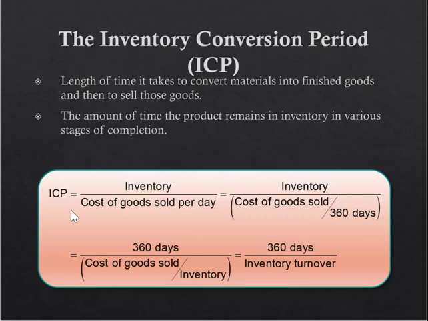So your inventory conversion period: you take the amount of inventory on a balance sheet divided by cost of goods sold per day. In finance we generally use a 360-day convention, so that's cost of goods sold divided by 360 days, on an annual income statement. Or 360 days divided by cost of goods sold over inventory, or 360 days divided by inventory turnover. All these will give you the same answer, which is the inventory conversion period.